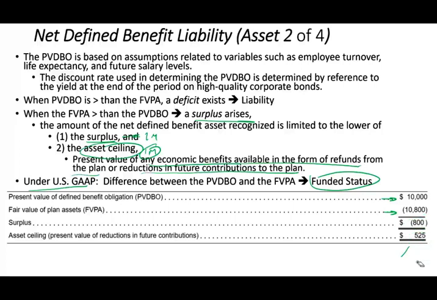Now, under US GAAP, there's no 525. You would report the 800 as asset. So basically, US GAAP is more liberal. They allow you to report the higher asset number if it's higher.